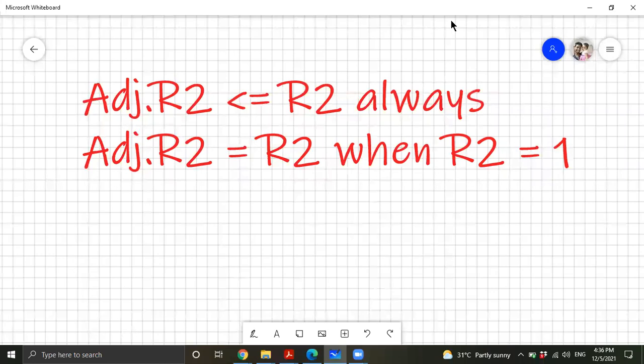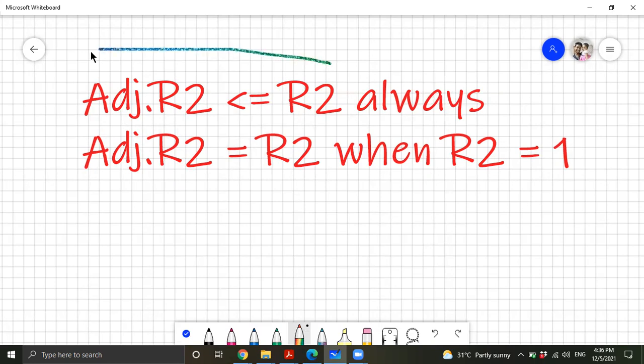So guys, in this video, we have proven that adjusted R square is always less than or equal to R square, right? For sure. I hope you enjoyed this mathematical proof.